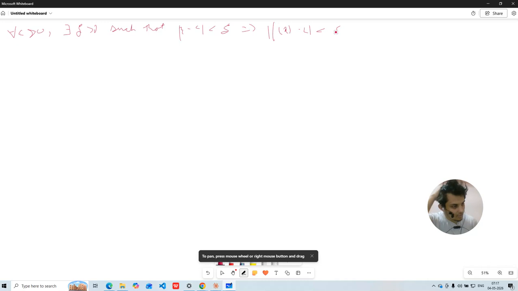Now let's decode. Can you make f(x) as close as I want to L? Yes, just make x as close as possible to c. Now let's explain each and every symbol. What does this thing mean? Epsilon greater than 0: for every small number epsilon. Now epsilon is a very small number.